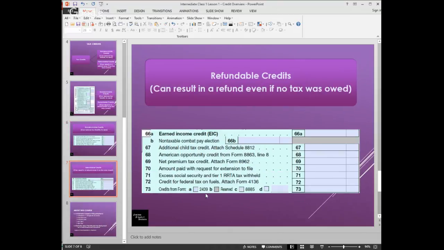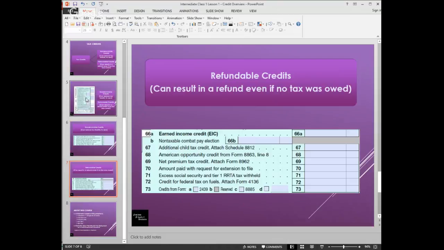The next one is the refundable credits. Refundable credits include the earned income credit, additional child tax credit, the American Opportunity Credit. There could be a net premium tax credit that will not be reviewed in this particular series, as well as there's additional payments that can be included in this section of the 1040. You can see there's also additional credits that are reserved down here on line 79.